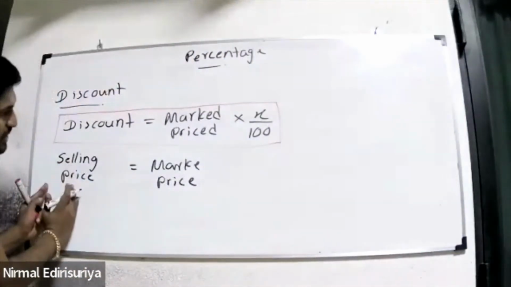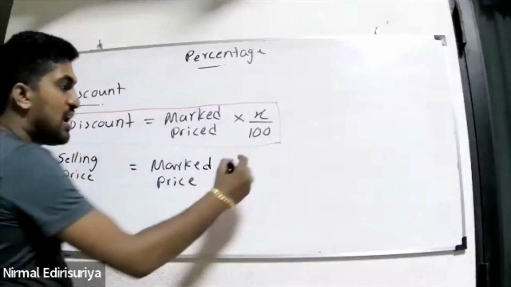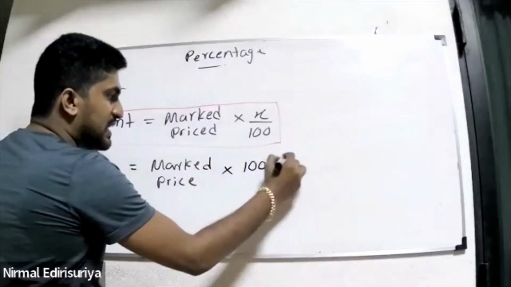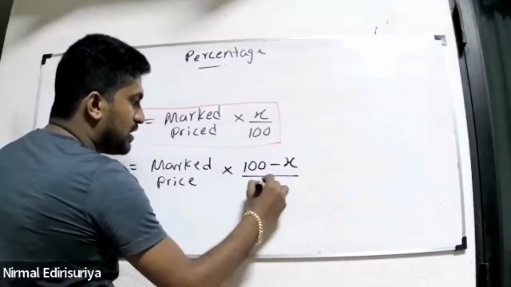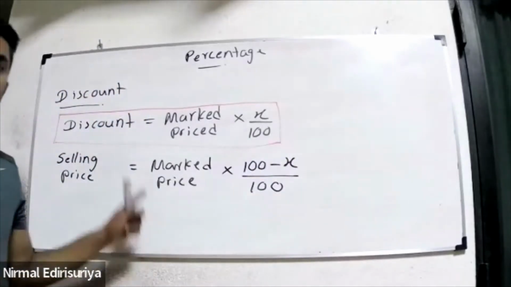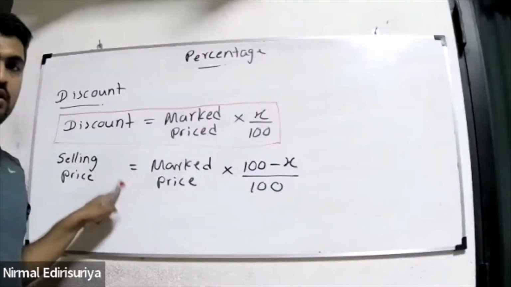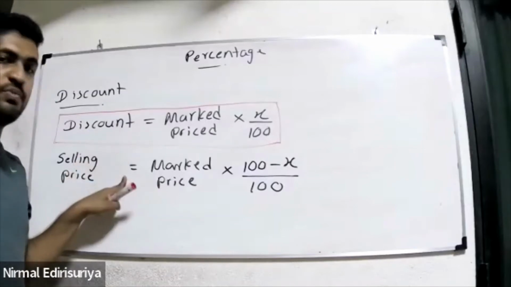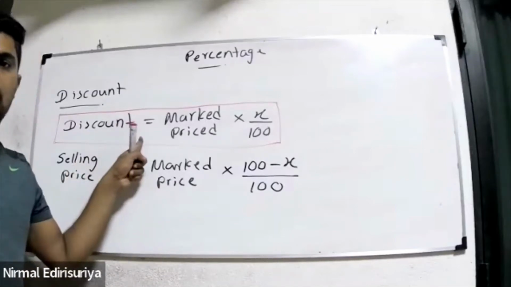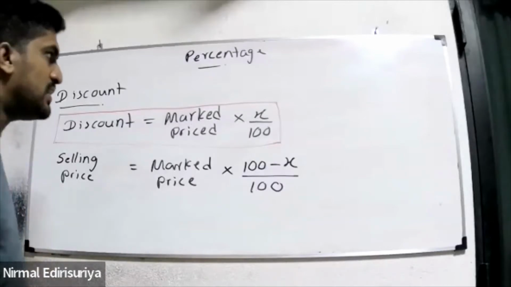Like that, selling price equals mark price into 100 not plus 6, 100 minus 6 over 100. You have to remember only this. This one you have to develop by your own. Remember only this, develop this by your own.